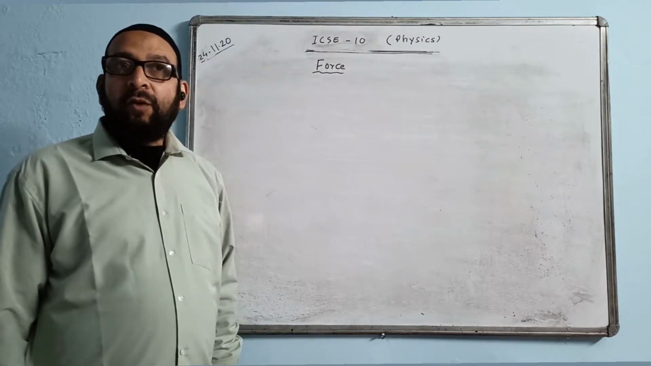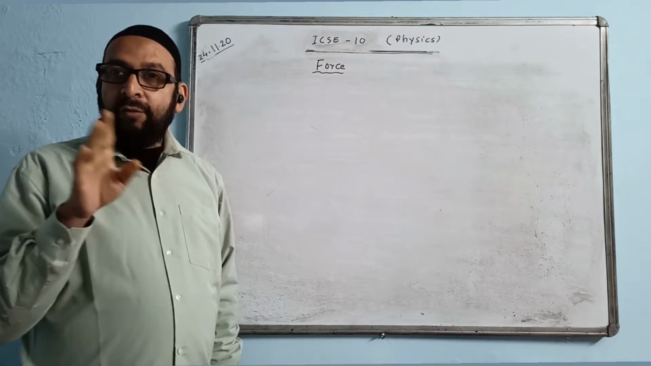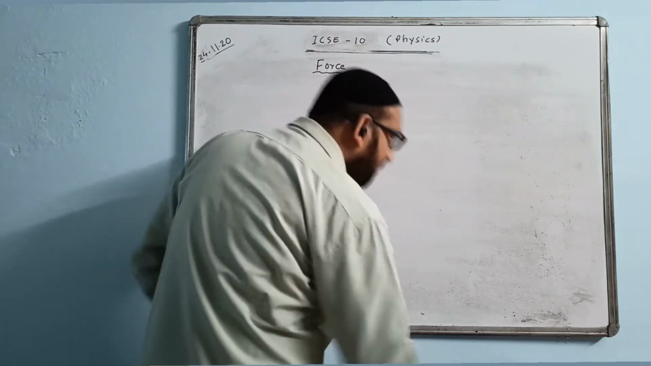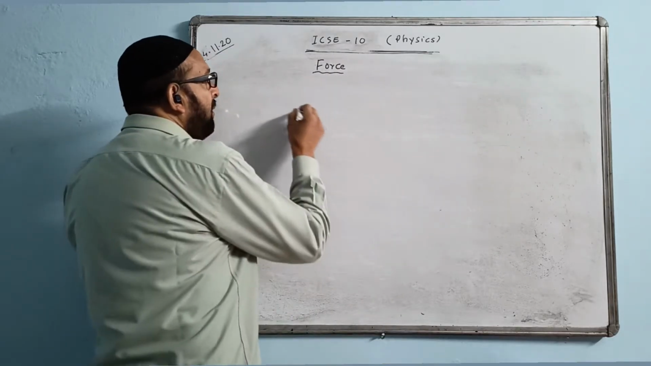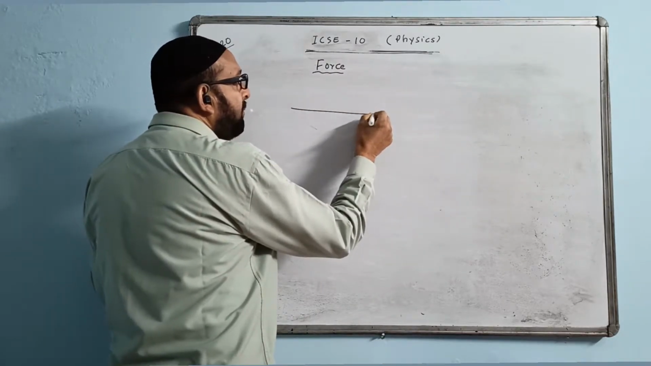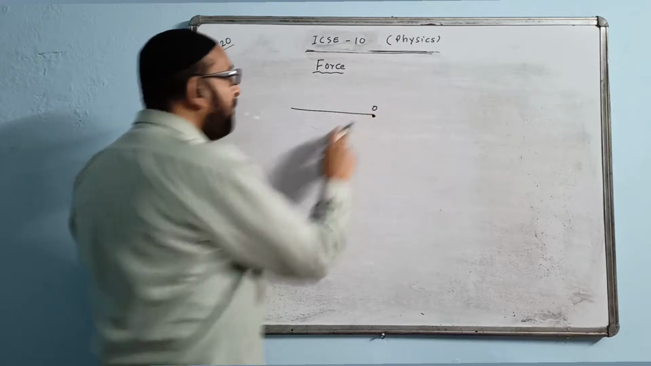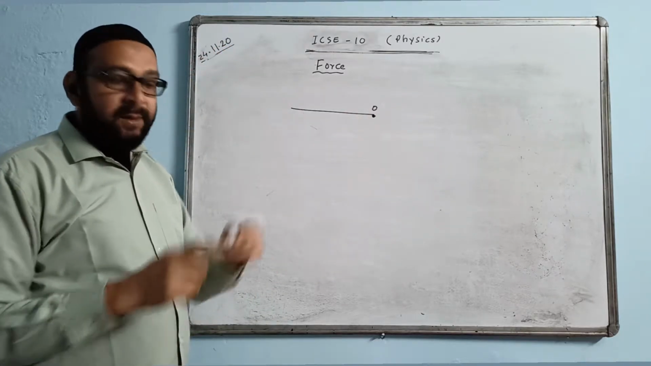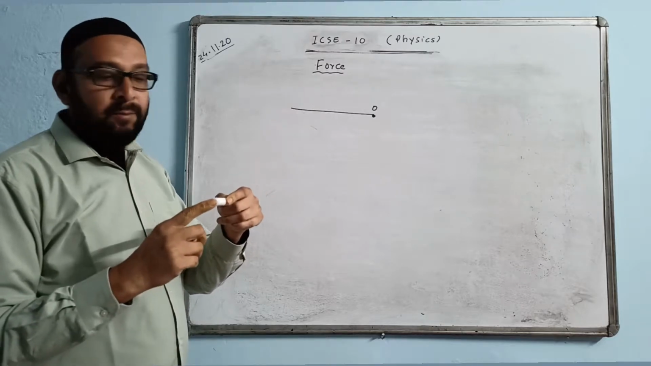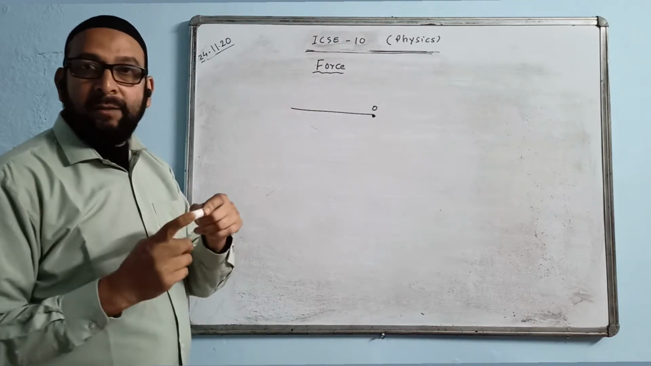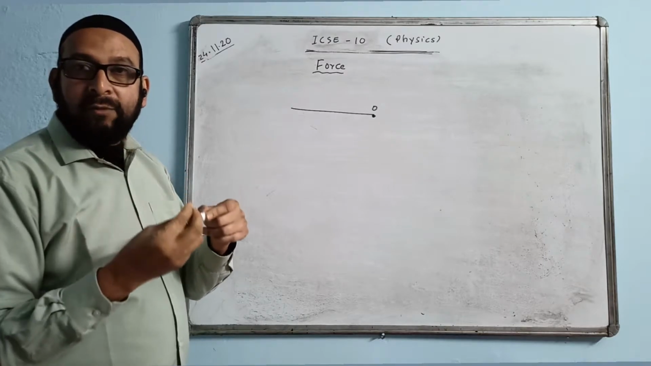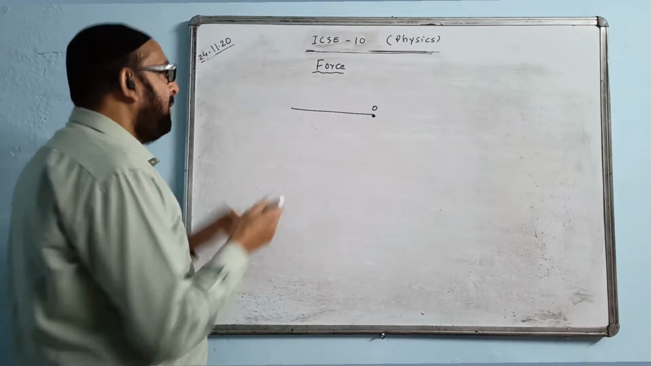What is the formula of torque? Torque formula is F into perpendicular distance. So in the diagram we show like this. How to calculate torque? Suppose here is a body, there will be a point about which the body will be pivoted, or about which the body will be hinged. The body will not be able to move freely.